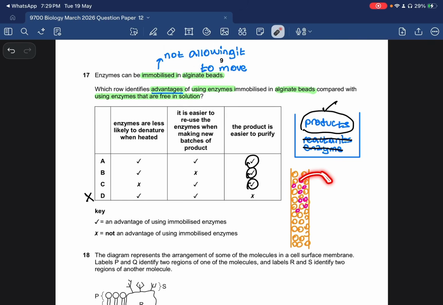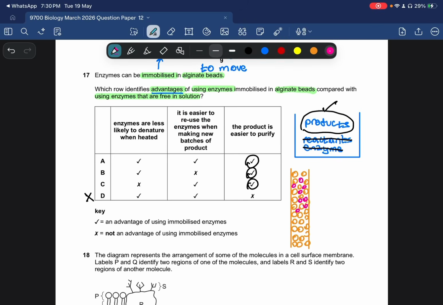Is the enzyme part of the solution? Is the enzyme roaming around with the reactants and the substrates? No, it's sitting in one place. It's not coming into contact apart from when it's reacting with the product and the reactant. So it's easier to reuse it. It does not get contaminated. So, yes, easier to reuse. So, meaning B is also wrong.